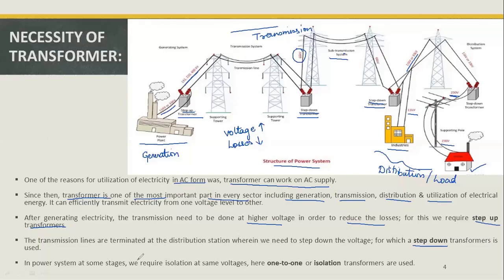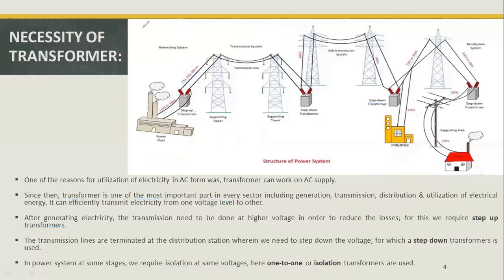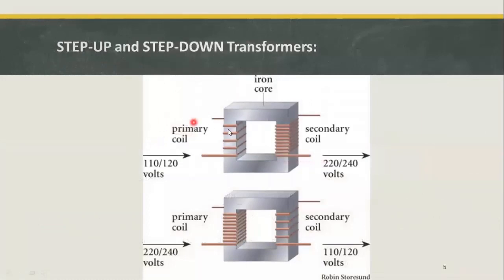Whereas in some stages, we also require isolation of the voltage levels. So for that, we do not go for step up or step down voltage. Instead, we use just one-to-one or isolation transformers. So this explains why transformers are so much utilized in the electrical power system. Now this is the figure which represents a step up and step down transformer. Later we will explain all this.